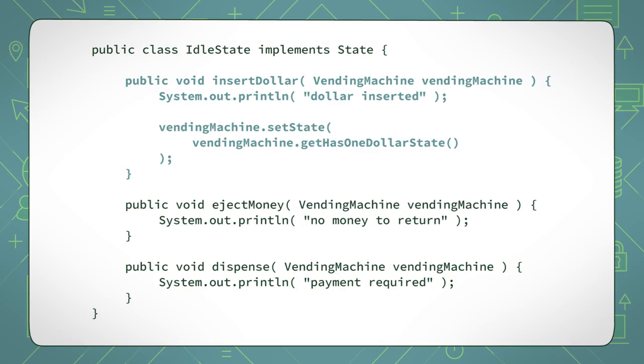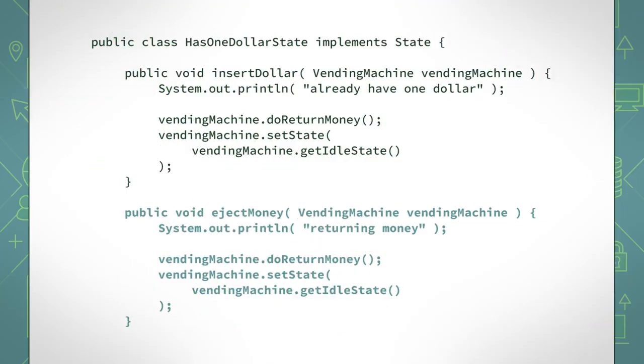When a dollar is inserted, the insert dollar method is called, which then calls a set state method upon the vending machine object. This changes the current state of the machine to the has $1 state. Similarly, in the has$1 state class, when the eject money method is called, the money is returned, and set state is called on the vending machine to change the state to the idle state.